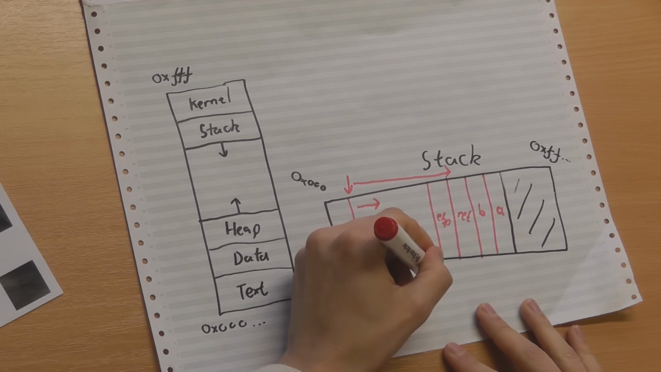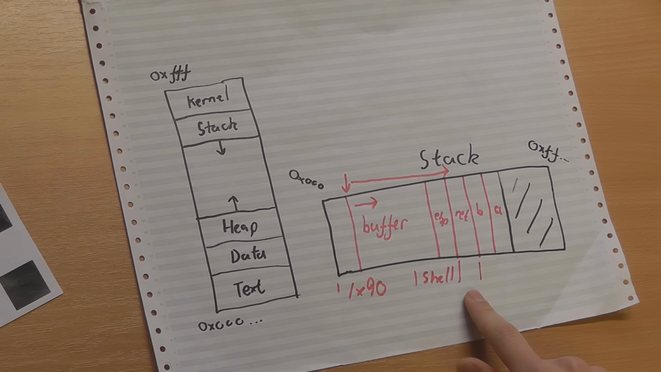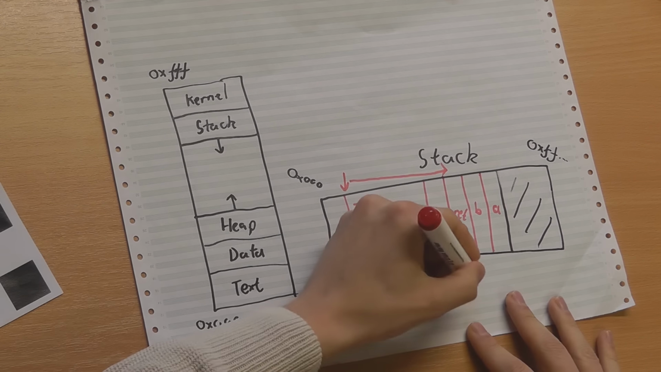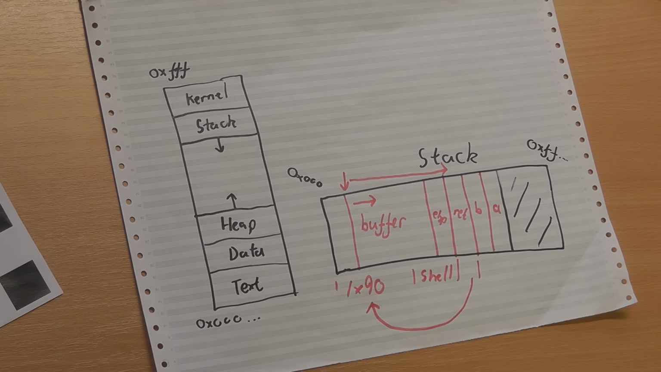So we have a load of x90s here. Then we have our shell code, that's our malicious payload that runs our shell. And then we have the return address right in the right place. Our return address points back right smack in the middle of these x90s. And what that means is even if these move a bit, it'll still work.